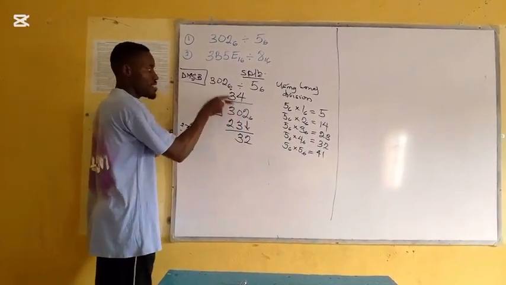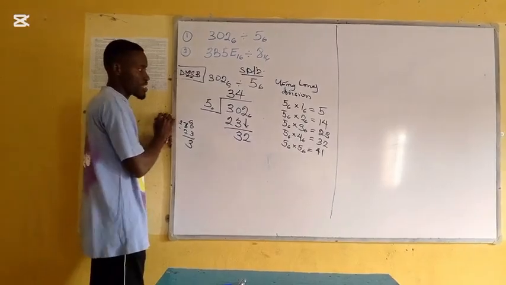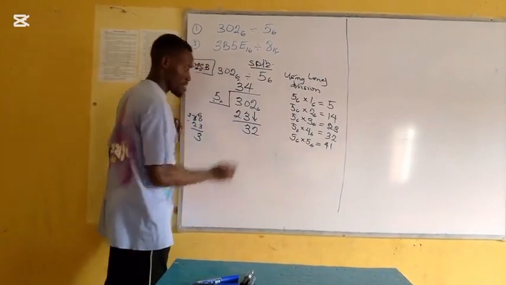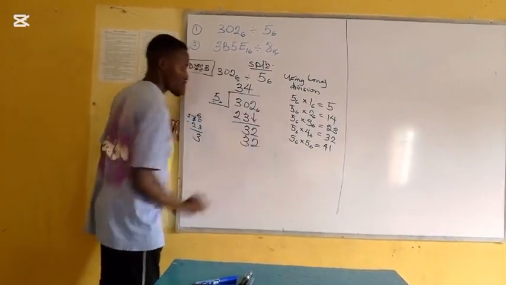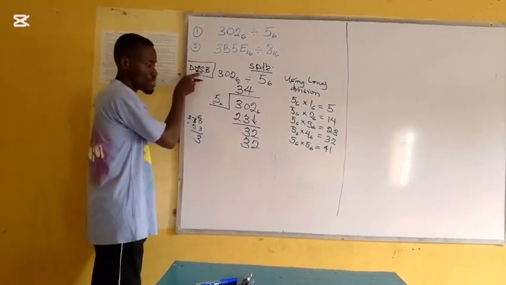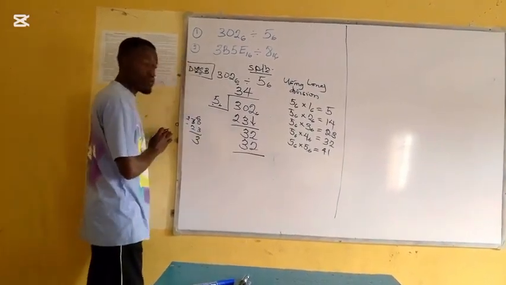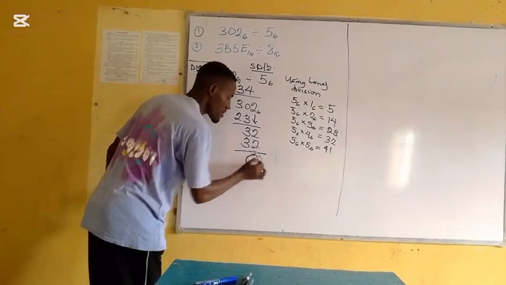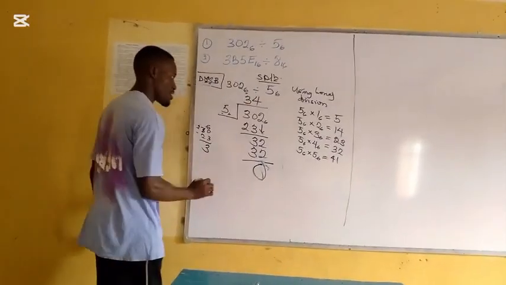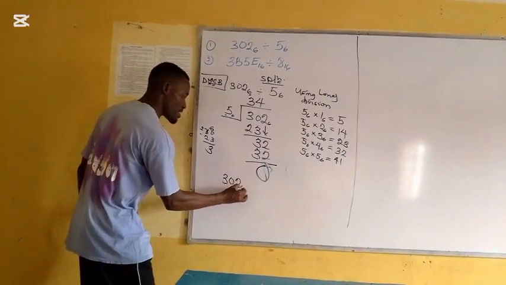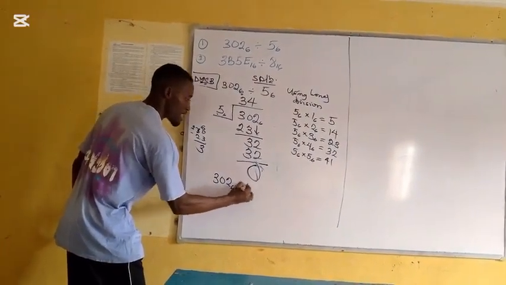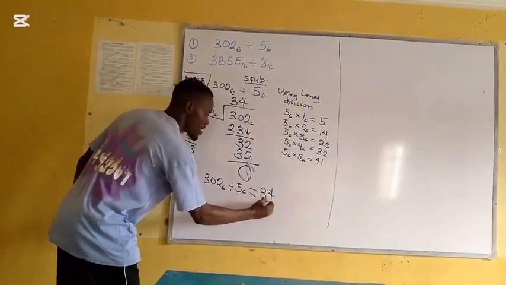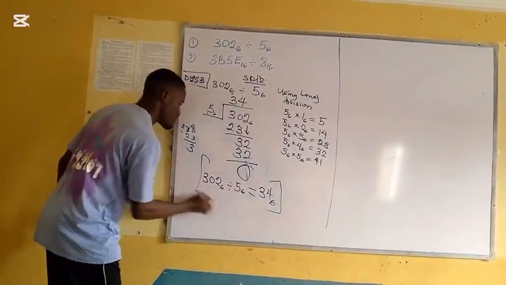Now I have divided. Next thing is to multiply. 4 times 5 is going to give me 32 in base 6. So I have 32. Next step is to subtract. 32 minus 32, in whatever base you subtract this, is going to give us 0. And that solves the question. So now we can say 302 in base 6 divided by 5 in base 6 is going to give us the answer here: 34 in base 6. That's solved the question.